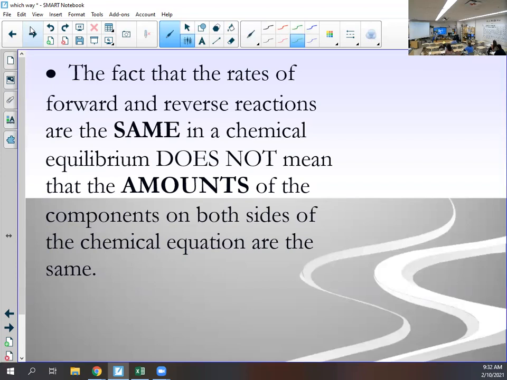I want you to tell your partner, describe the flow of this water with the term forward or reverse reaction. So right now, what's happening? The forward or the reverse? The forward. Okay. It's forward because I have more reactants than products. But I can make it reverse. If I have more products than reactants, it will flow back the other direction.